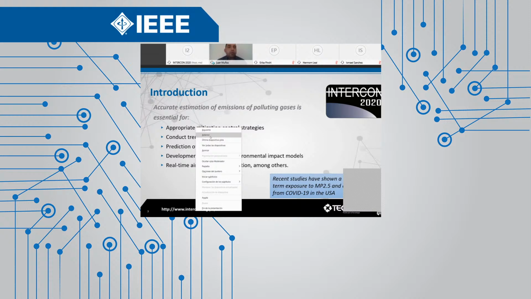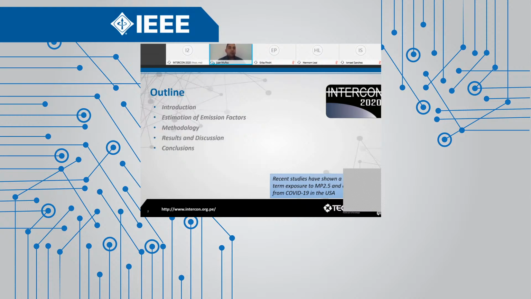Okay. First, we're going to be discussing a brief introduction regarding our research topic. Then we're going to explain what the available methods are for estimating emission factors in general. Then we are going to explain the methodology that we use in this paper to obtain these emission factors. And then we're going to discuss the results and the main conclusions of this work.